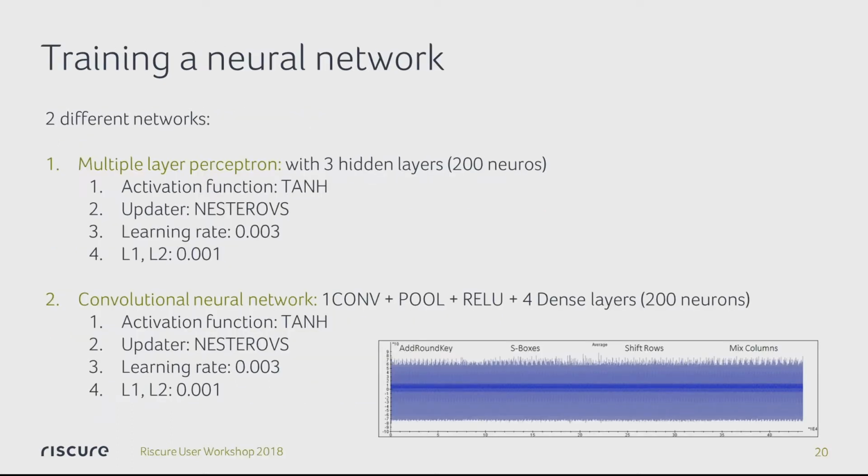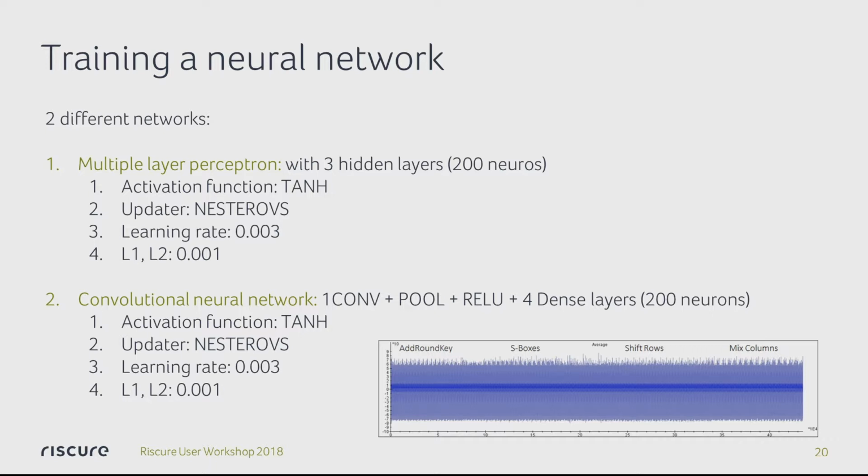So I used 2 different neural network configurations, and you can see here that they are not really different from the standard configuration. So a multilayer perceptron with 3 hidden layers and 200 neurons each. Some of the parameters I used, I didn't tune, I just selected them and then applied. And I also implemented a convolutional neural network on that, with only 1 convolution layer.